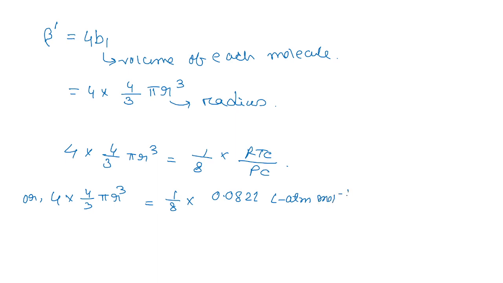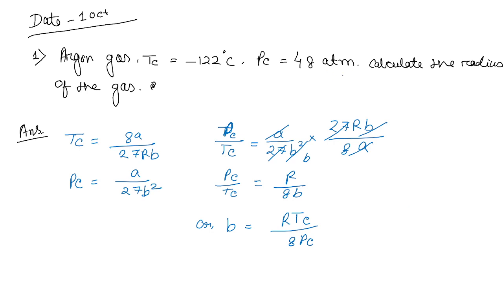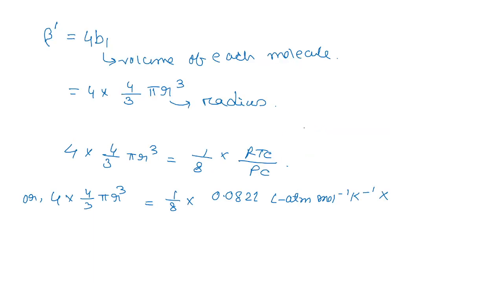Why am I putting liter atm? Because the others are in liters and atm. Means pressure is in atm and volume is in liters. Okay. Here you see that pressure is in atm and temperature is in Kelvin. But in atm they provided TC and PC, and put the values.